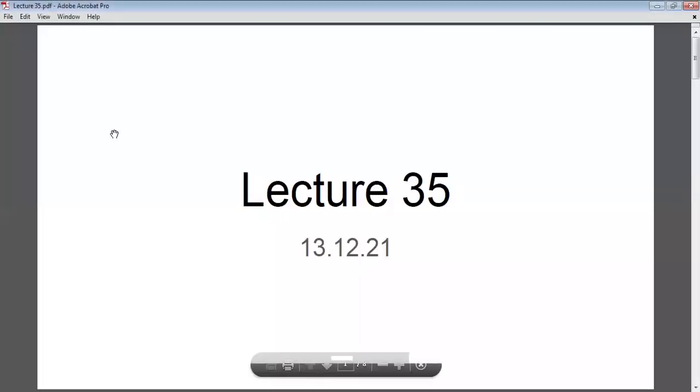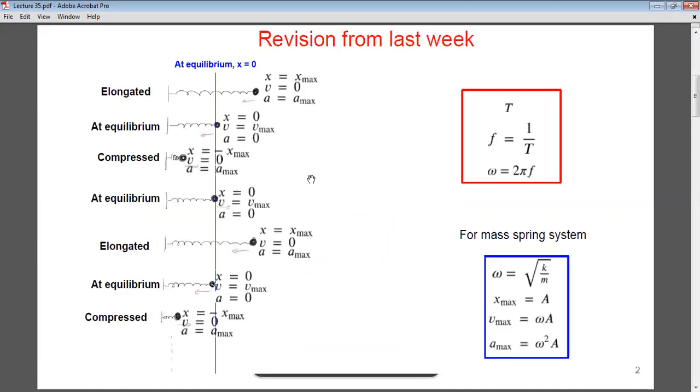Hello. So today we will continue with our chapter on vibrations and waves. Okay, let's remember a few things from last week. So we learned that in a spring mass system with no friction, the mass will be oscillating between plus x maximum and minus x maximum.